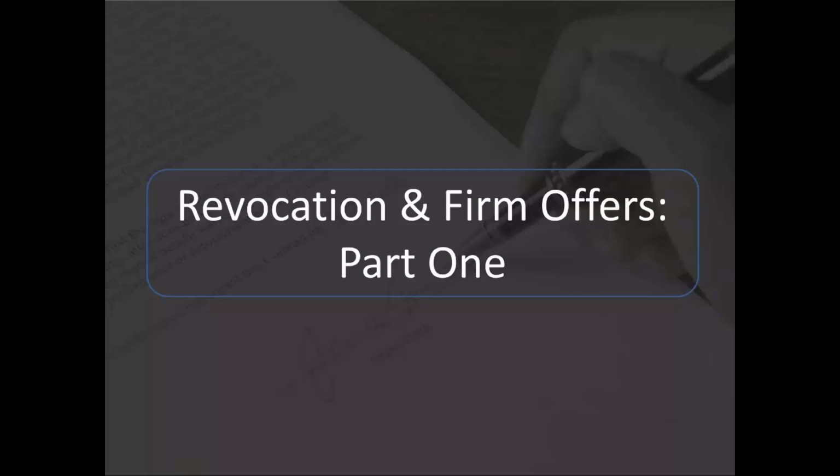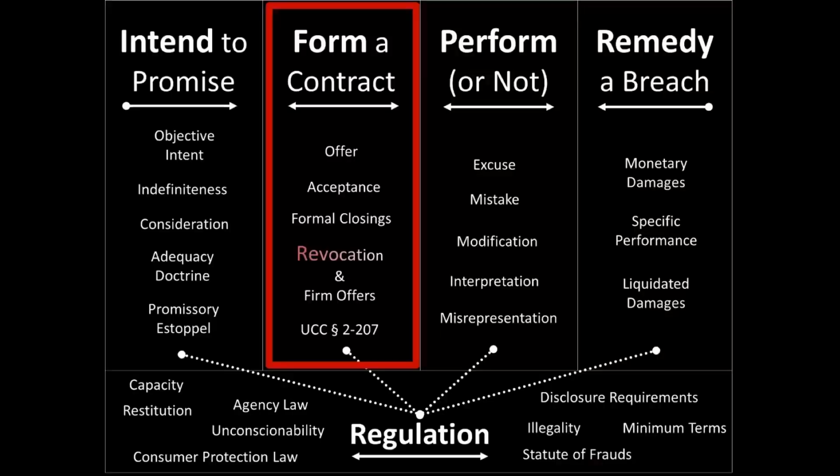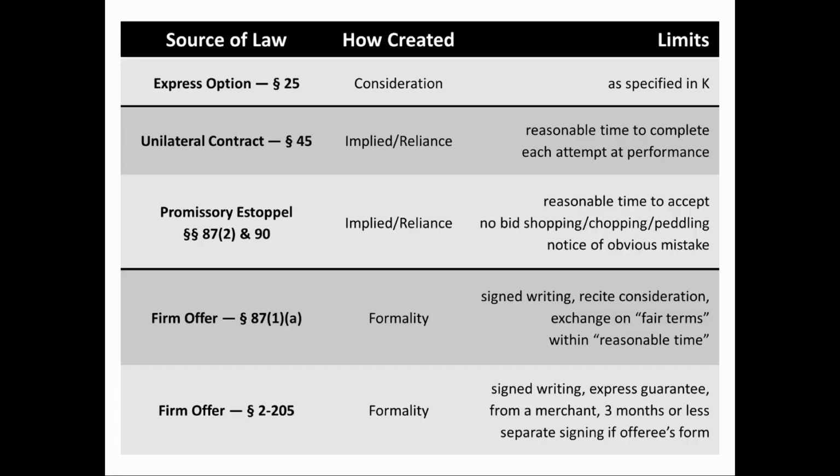The purpose of this screencast lecture is to introduce the rules governing revocation and firm offers. We'll also consider the policy justifications for creating and for limiting irrevocable offers. In our map of the course, this topic relates to contract formation. The rules surrounding irrevocable offers can be pretty confusing because many closely related doctrines involve subtly different requirements. We can use this table to organize our analysis of these rules.